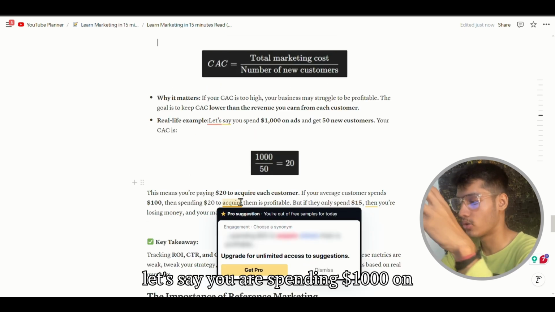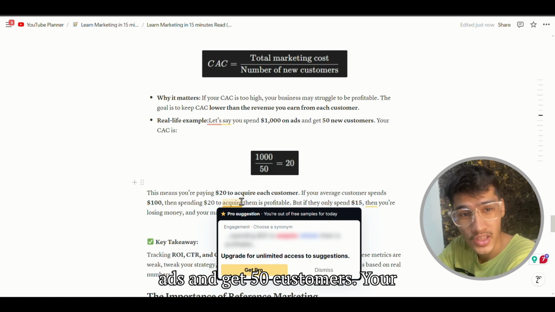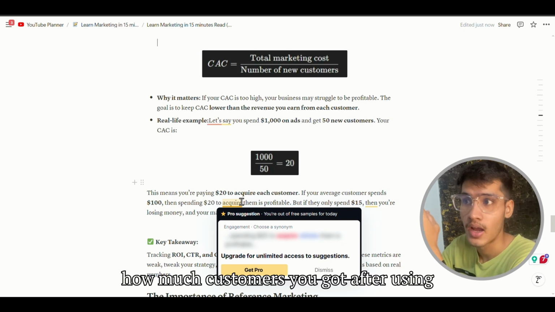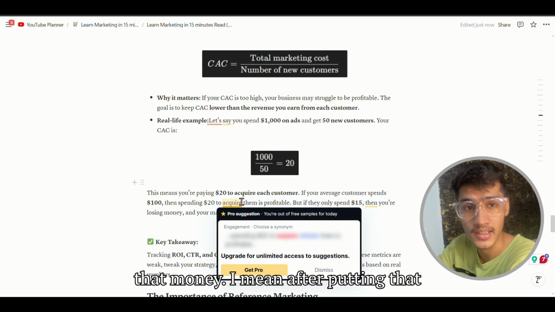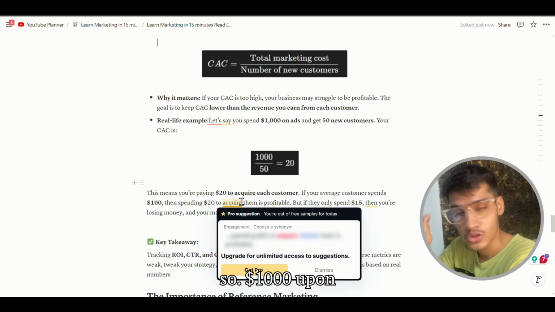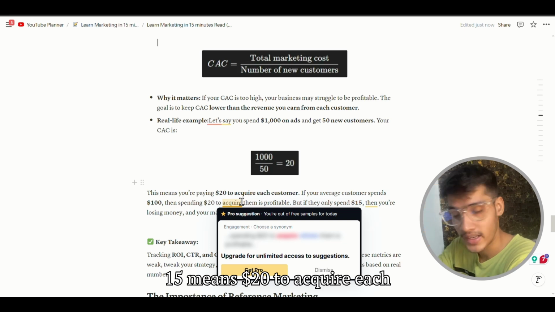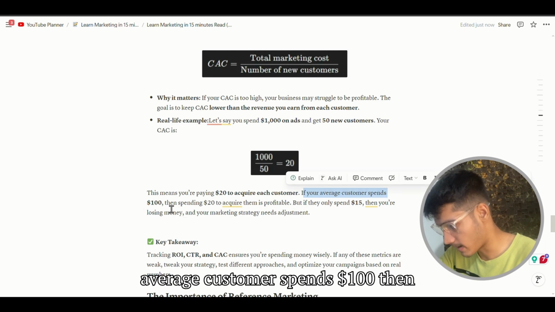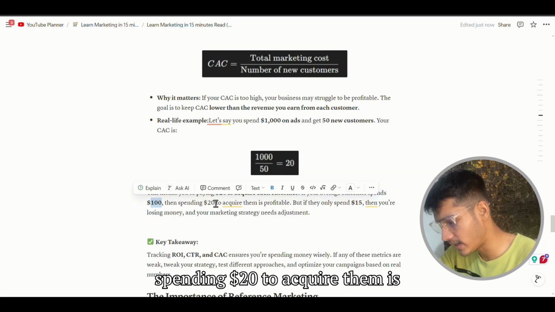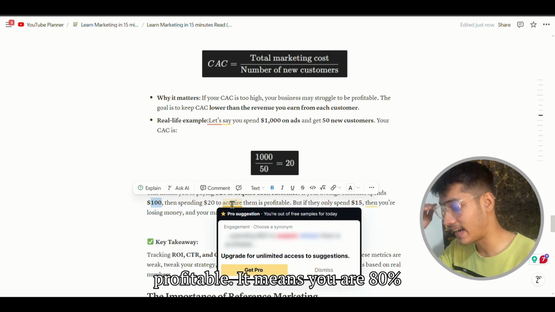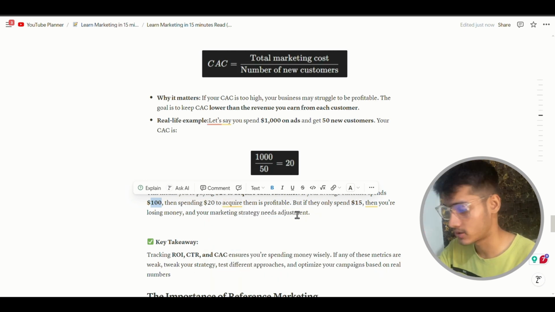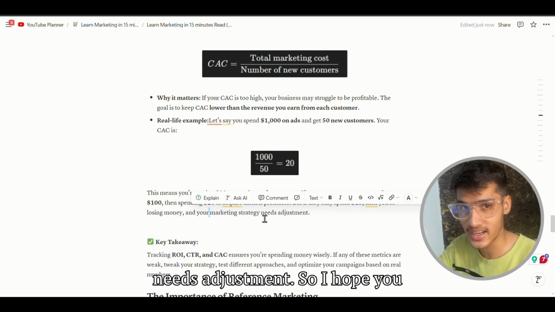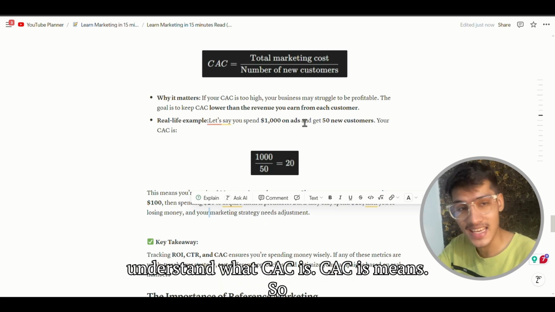So let's say you are spending $1,000 on ads and get 50 customers. Your CAC is $1,000 upon how many customers you got after putting that money into your campaign or ad. So $1,000 upon 50, it means $20 to acquire each customer. You can see here, if your average customer spends $100, then spending $20 to acquire them is profitable. It means you are 80% profitable here, $80. If they only spend $15, then you are losing money and your marketing strategy needs adjustment. So I hope you understand what CAC means.